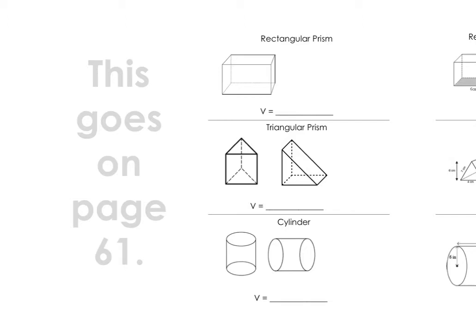Okay, so today we're going to learn how to find the volume of rectangular prisms, triangular prisms, and cylinders. So the cylinder is basically like a circular prism. A cylinder just has its own special name.